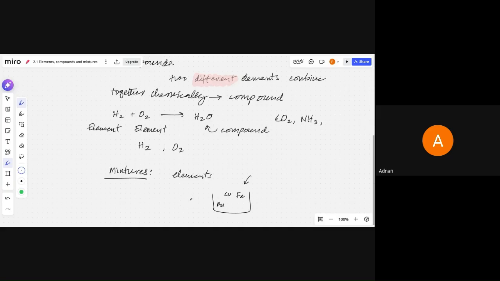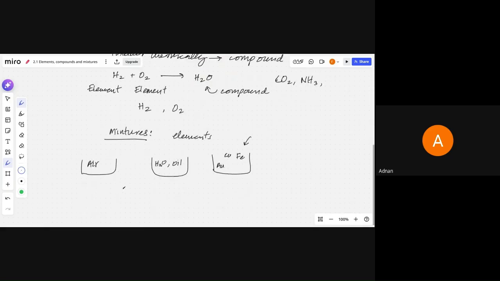Mixtures can be of different types. We can have a mixture of compounds. Let's say we have H2O, water, and you can mix oil in it. We can also have a mixture of gases, like air, for example. In air, we have different gases mixed together. Okay, this is important. So how do we separate mixtures? Mixtures can be separated using separation techniques such as filtration.